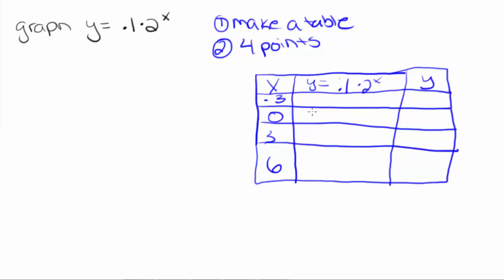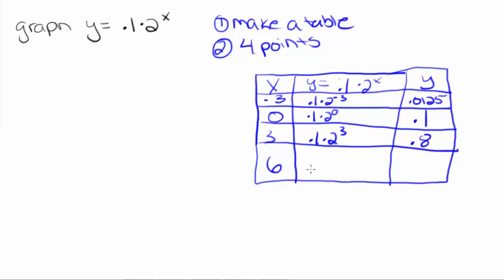Okay, so if we have 0.1 times 2 to the -3. Now these can be decimals if you want, or fractions. I don't care. Just put that in your calculator, and you should end up with 0.0125. We're just sketching these, so it's fine. 0.1 times 2 to the 0. Well, we know 2 to the 0 is 1, so this is going to be 0.1, because 0.1 times 1. And then 0.1 times 2 cubed, which is 8 times 0.1 is 0.8.